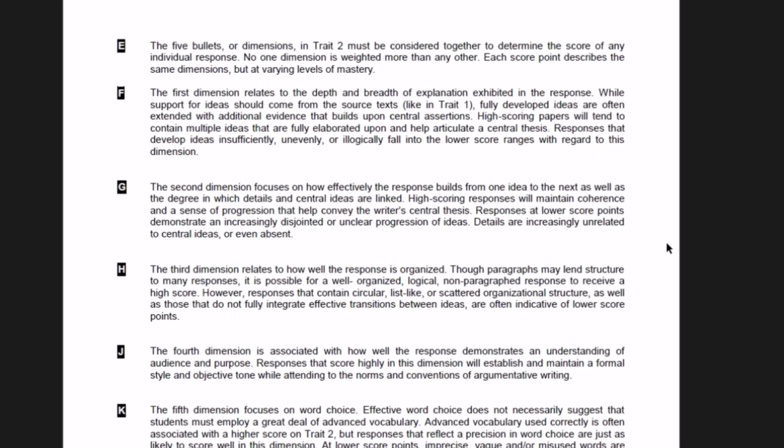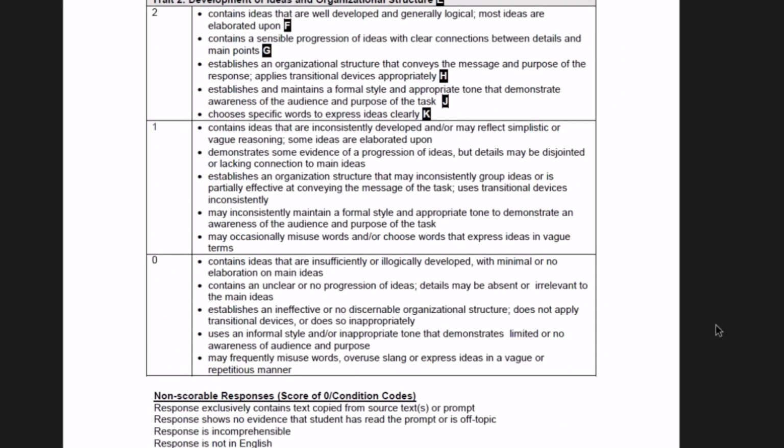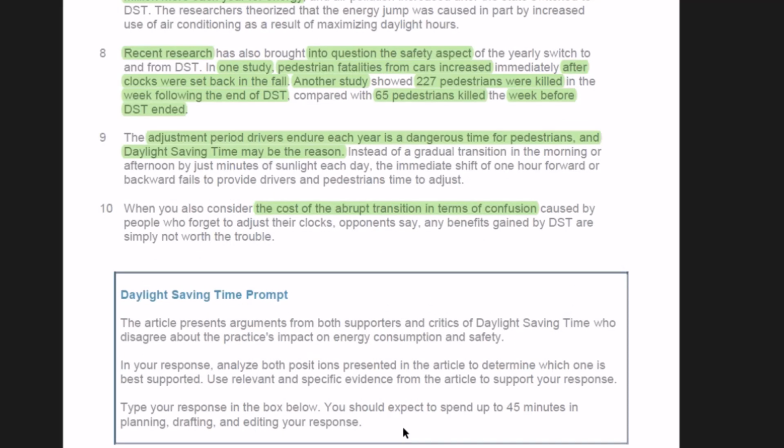So, trait 2 in a nutshell is, can you express your ideas in a logical, organized manner where whoever's reading your response understands why you took the stance of this side is stronger than the other side? I always suggest that you read the directions for each prompt, even though you'll notice that they are very similar, because the prompts will give you a heads up, a preview of what you're about to read.